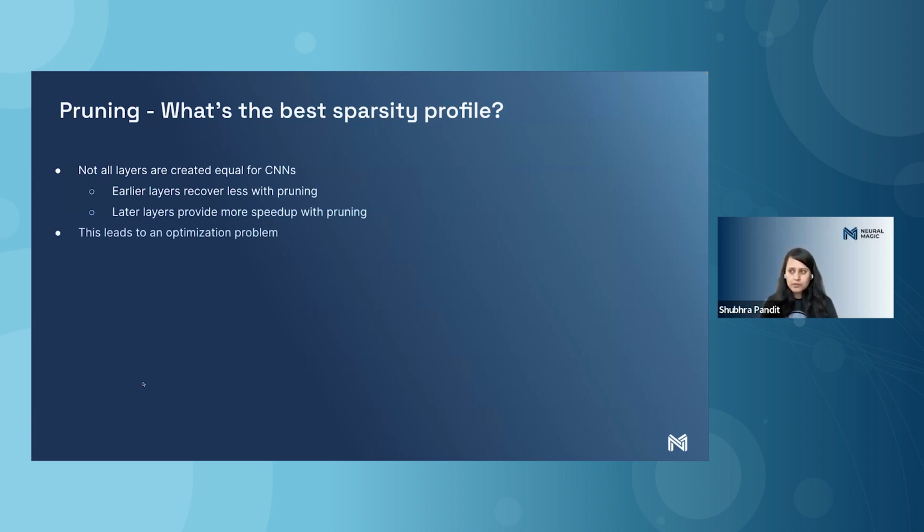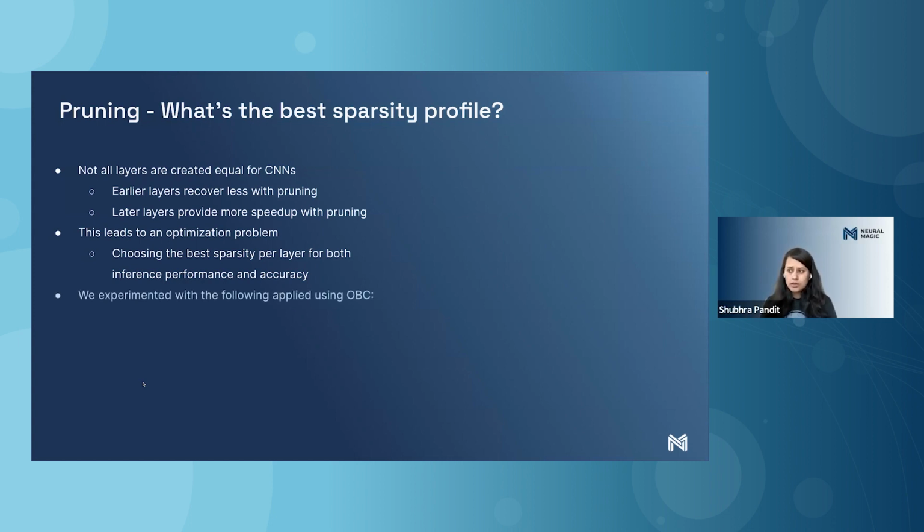So this gives us a sort of optimization problem: how do we really pick the best sparsity for each layer to get the best for both performance and accuracy? So what we did is we first chose the best sparsity profile by looking at a number of different one-shot methods for generating sparsity profiles.